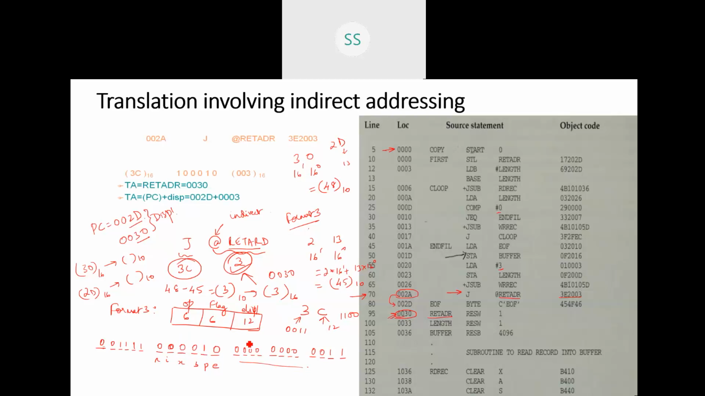But then I say, the at-rate sign indicates what? It is indirect addressing. The at-rate sign indicates indirect addressing, so this has to be replaced by 1. That has to be replaced by 1.